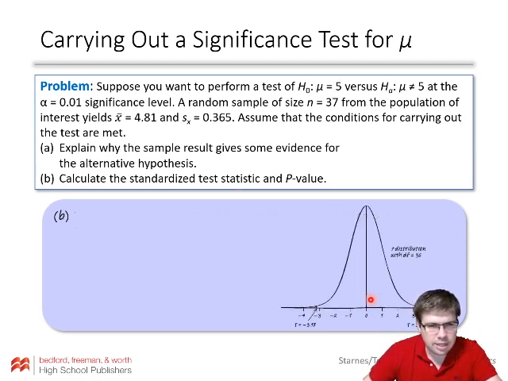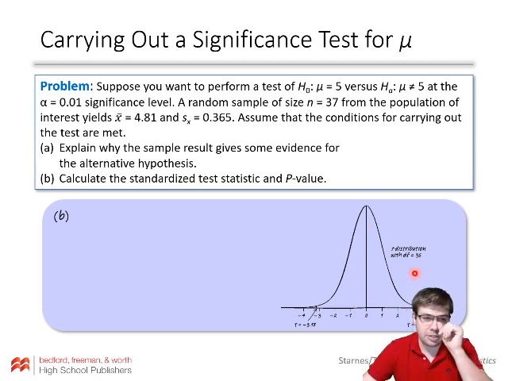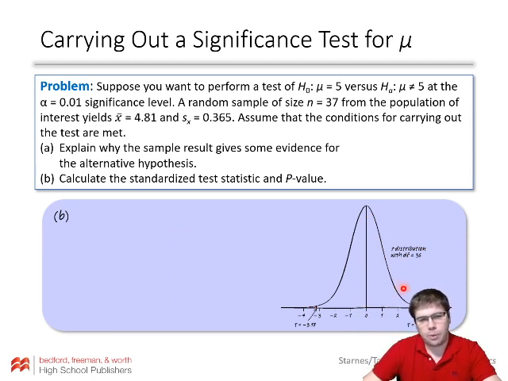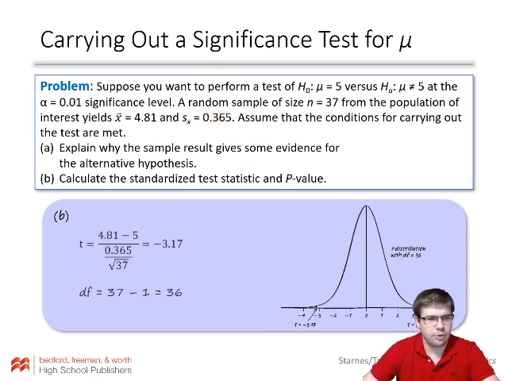So this is what the sampling distribution, or really the t-distribution, will look like with 36 degrees of freedom. We're going to figure out what our t test statistic is there, and this is two-tail, since we are going not equal to. So our t test statistic will use this x bar 4.81 minus the mean of 5 divided by the standard deviation over root n. So that is our t test statistic, negative 3.17.